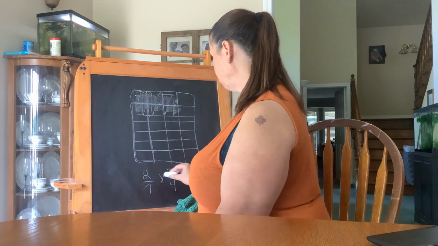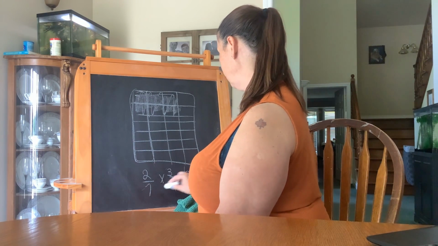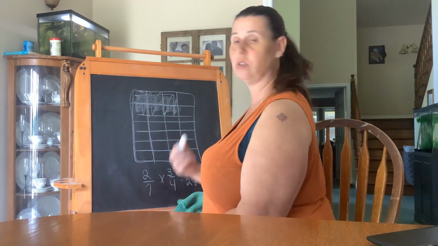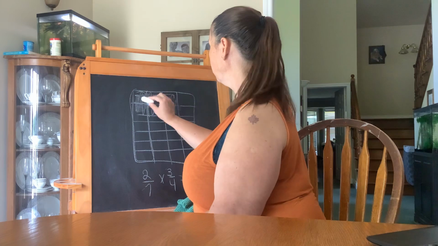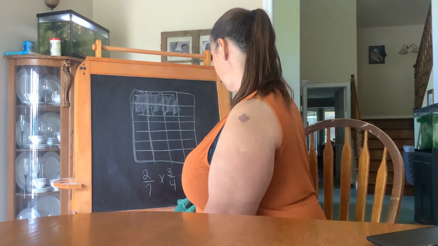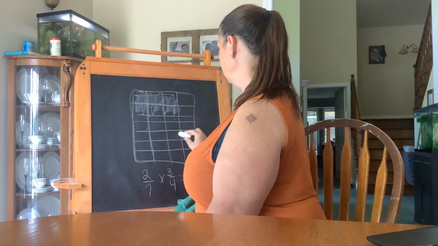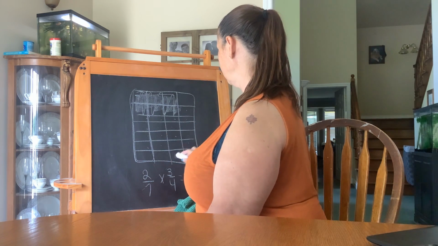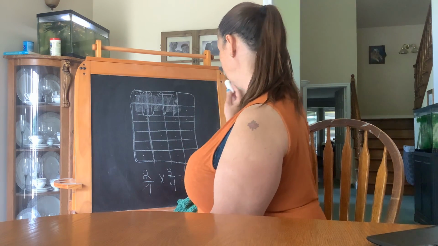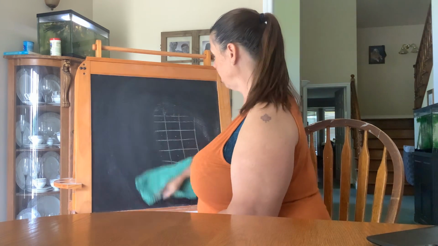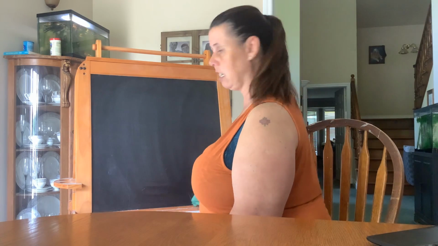Now, we multiply across the top. 2 times 3 is 6. Multiply across the bottom. 7 times 4 is 28. So let's make sure that we did it right. 1, 2, 3, 4, 5, 6. Correct. 7, 8, 9, 10, up to 28. 6 out of 28. Perfect. Okay? You guys go answer the rest of them. I feel like you can handle it.